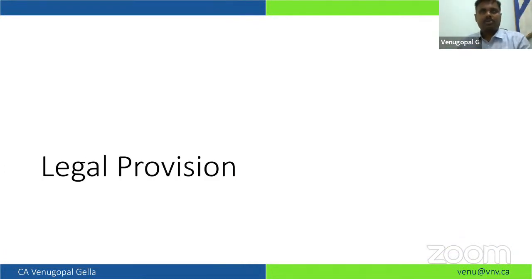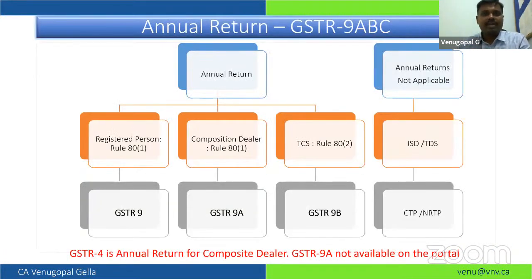Start with legal provisions. I'm sure most of you or all of you are aware that every registered person, as per section 44 read with rule 80, has to file an annual return. The composition dealers file 9A and e-commerce operators 9B, which both are not active yet. And it is not applicable if you are an ISD, a TDS deductor, a casual taxable person, or a non-resident taxable person. These taxpayers don't need to file an annual return.